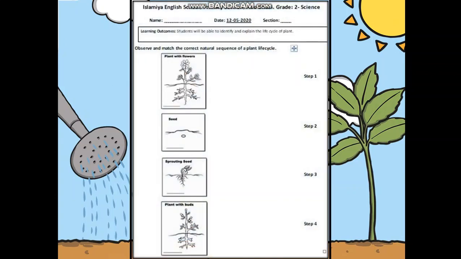In this worksheet, you will observe and match the correct natural sequence of a plant life cycle.